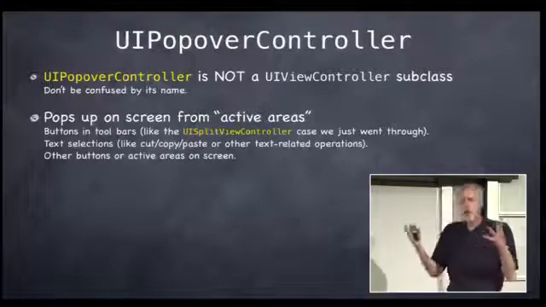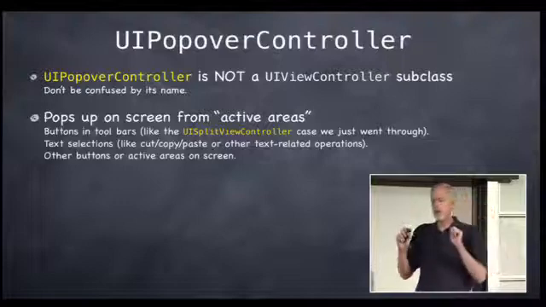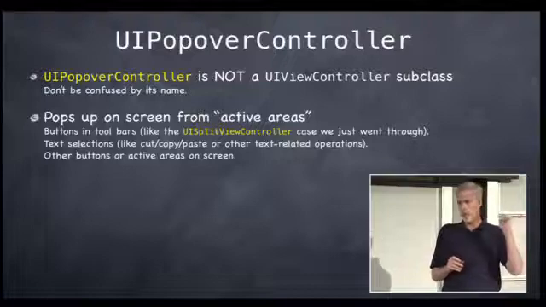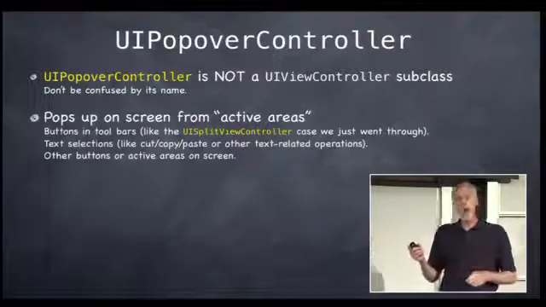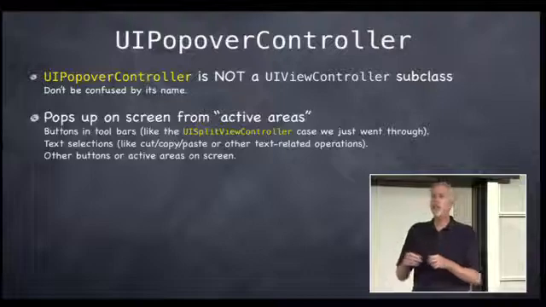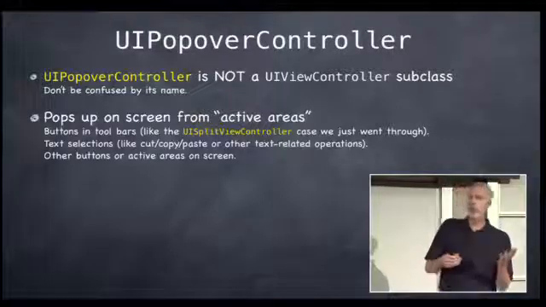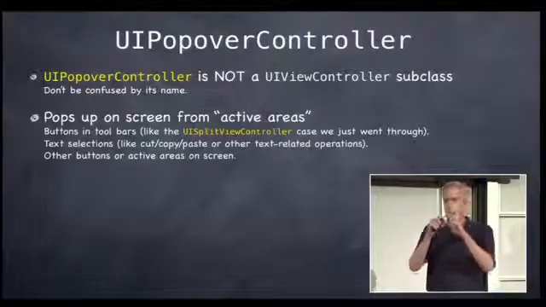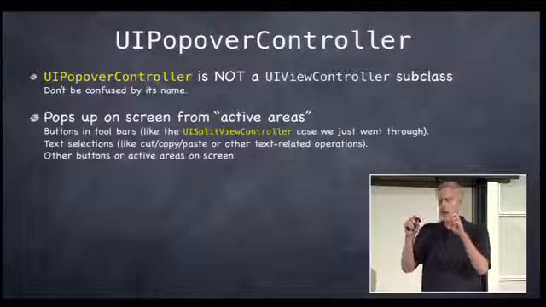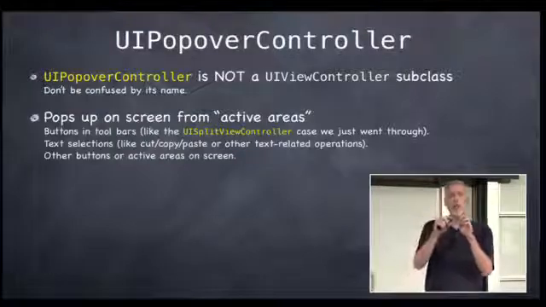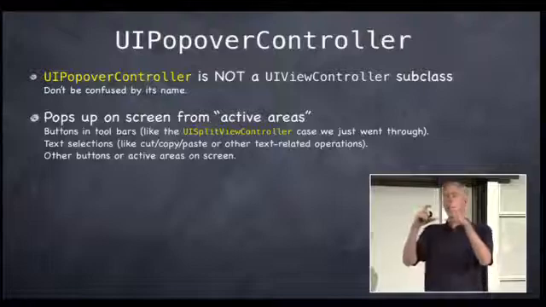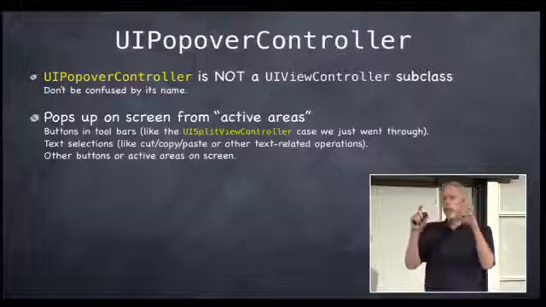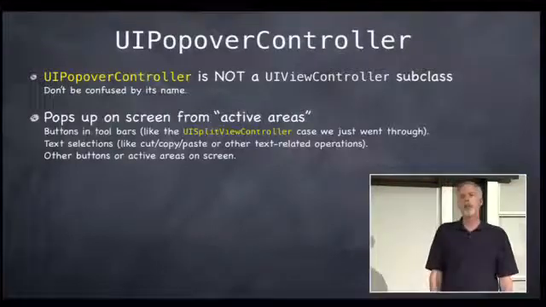The way it works is it pops up on screen from active areas. Now, what's an active area? Well, one active area is a button on a toolbar. That's how the split view makes a popover come up. But another active area might be a text selection. So, for example, in the iBooks app or in the Kindle app, when you select some text, you can click on it, and it'll bring up a little popover that lets you choose cut, copy, paste, but also dictionary definition. And if you click dictionary, it'll bring another popover up, and it'll point to the little selected piece of text with the dictionary definition inside the popover, okay, which is kind of cool.